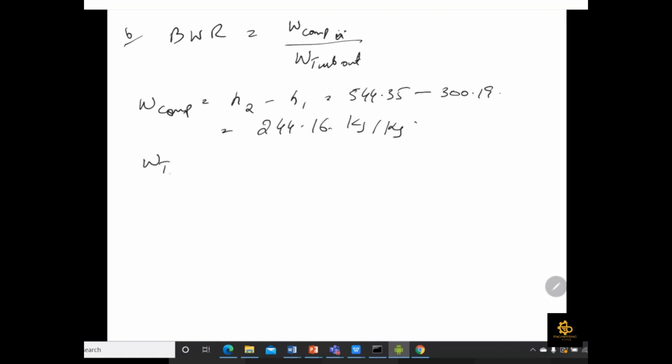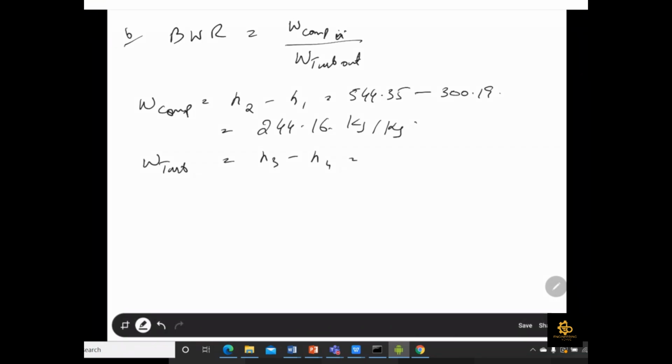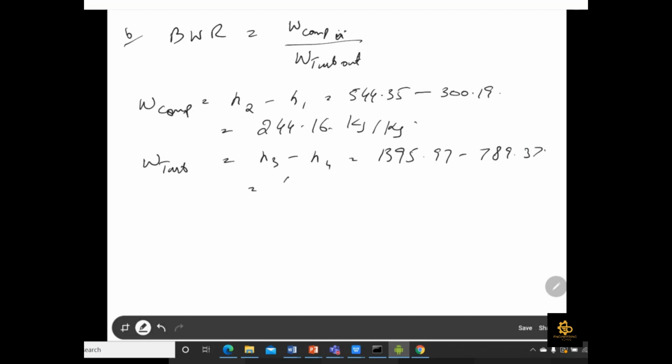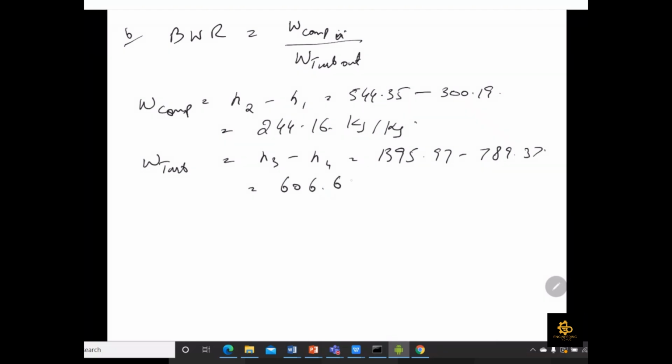Similar thing for turbine out. The turbine is installed between 3 and 4, and we need the value of enthalpy at point number 3, which we already found in the previous part A, which is 1395.97, minus 789.37, and it turns out to be 606.6 kilojoule per kilo.